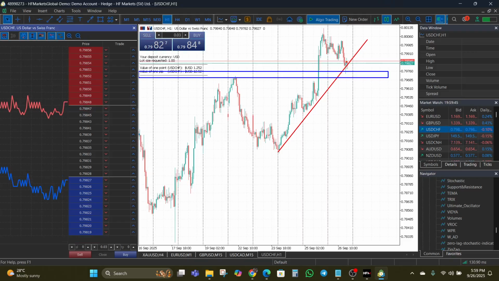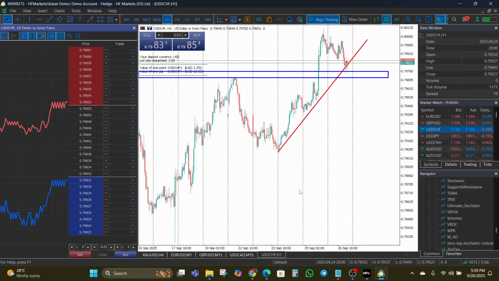So by understanding what is depth of market on MT5 and MT4, you gain a powerful tool to analyze market liquidity and see where price may react. DOM can help you anticipate movements and improve your trading decisions.